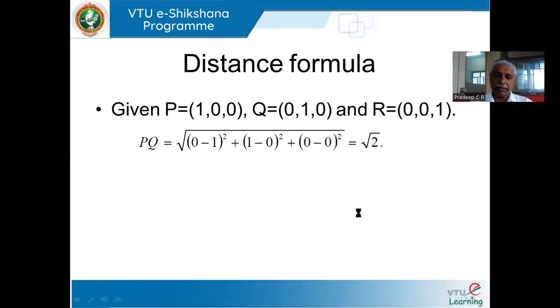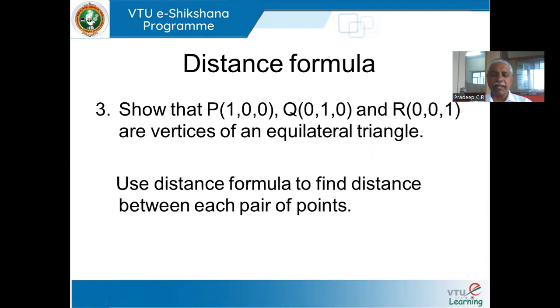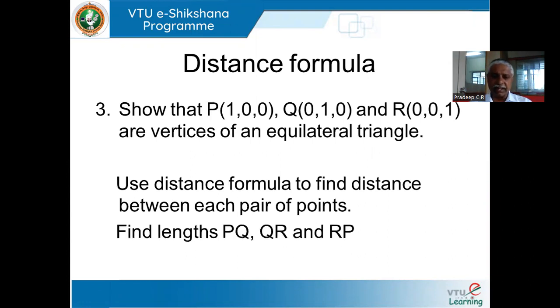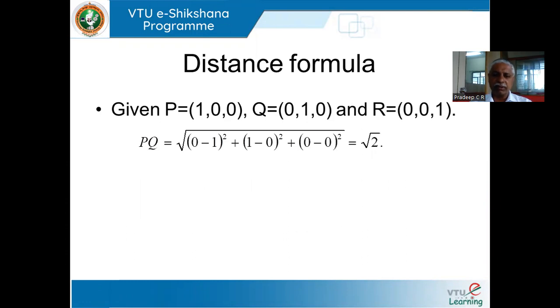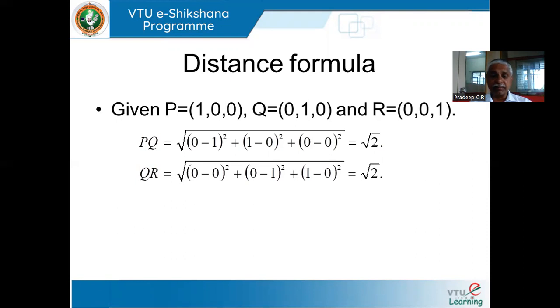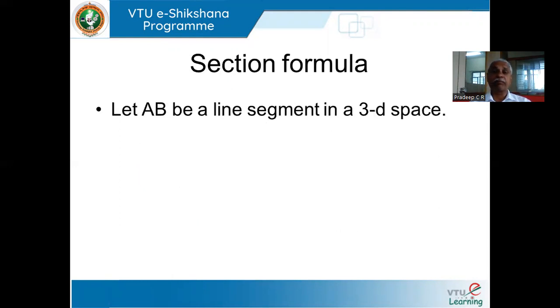Try to understand what we have done here. This was the problem: given three points, show that these are the vertices of an equilateral triangle. All I had to do was to find the length of a side, and there are three sides. So I'll find PQ, QR and RP. To find PQ, I'll call one of them x1, y1, z1, another one x2, y2, z2. I used the formula: distance between x2, y2, z2 and x1, y1, z1 is the root of x2 minus x1 whole square, etc., etc. I have done that. Similarly for QR, similarly for RP. So since all three answers are same, this is an equilateral triangle. I hope that much is clear.